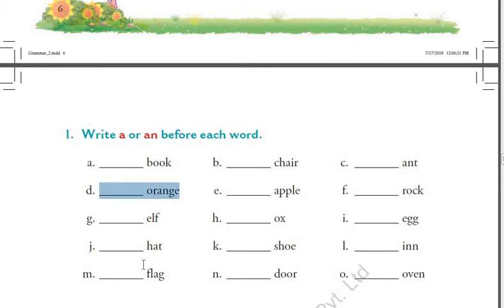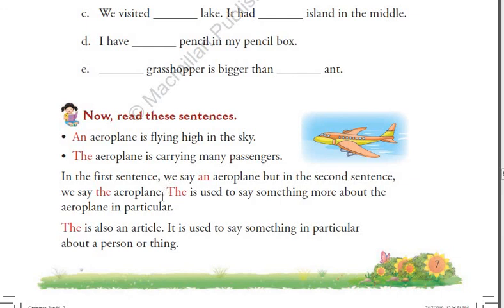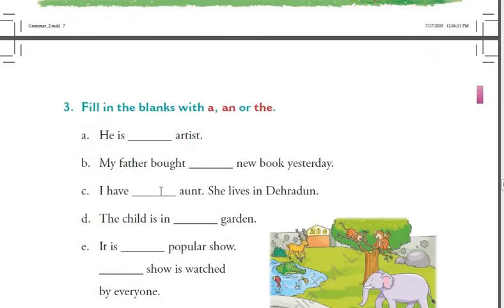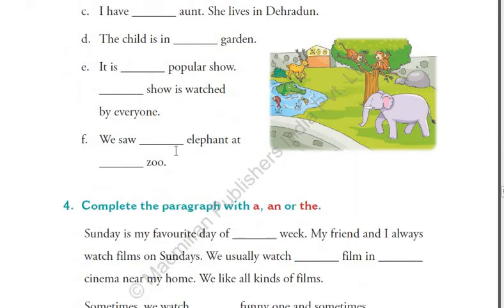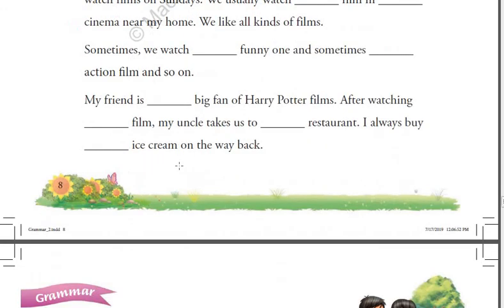Okay. Similarly, ox starts with O, which is a vowel. Then we have to put N. And the rest where the consonant is there, for suppose shoes starts with the alphabet S, which is a consonant. So we have to put alphabet A only. Correct? And then we discussed how to use the article in the blanks, and then we solved exercise 3 and 4 using the article the, which was not there in exercise 1 and 2.